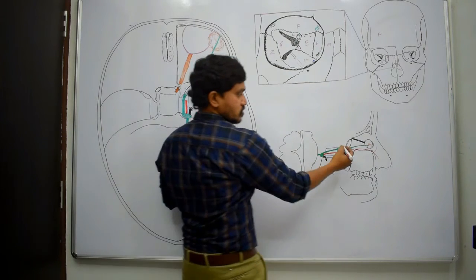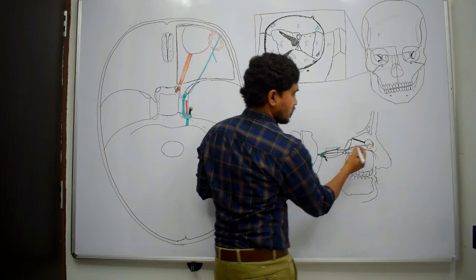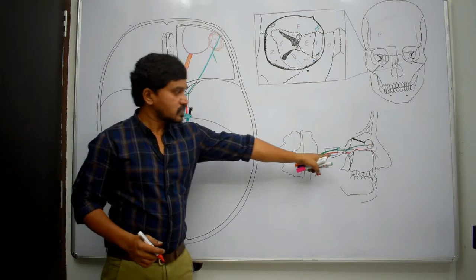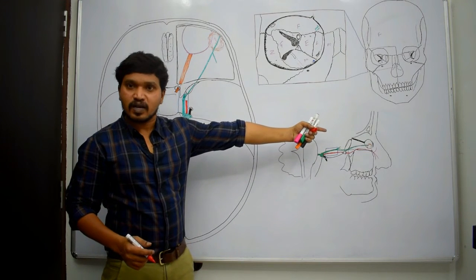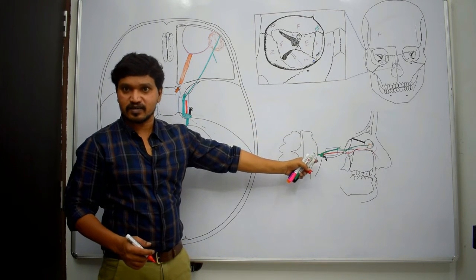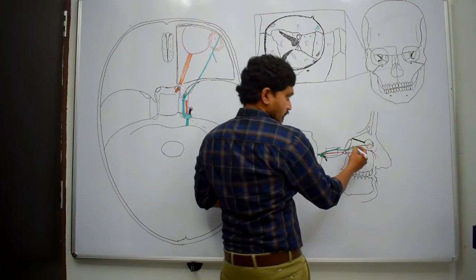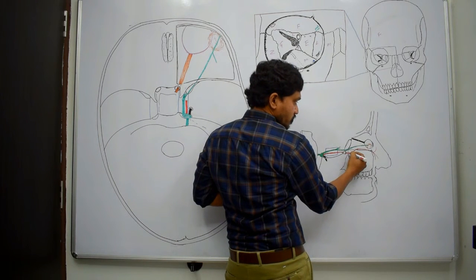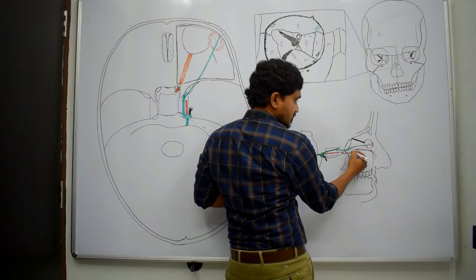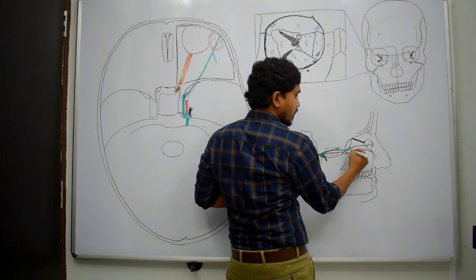So this is the course, but how will this nerve be communicating with the lacrimal nerve? That is our question. So in the pterygopalatine fossa, it gives one branch. That branch is the zygomatic branch.